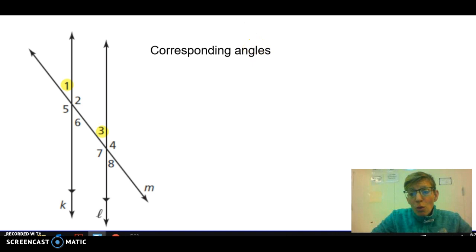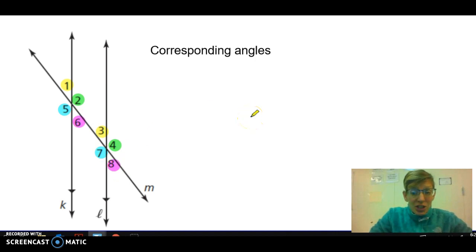Now since there are 4 positions in that intersection, there are going to be 4 sets of corresponding angles. If we look at the top right, 2 and 4 are going to correspond. If I look at the bottom left, 5 and 7 will be corresponding. If I look at the bottom right, 6 and 8 will be corresponding.